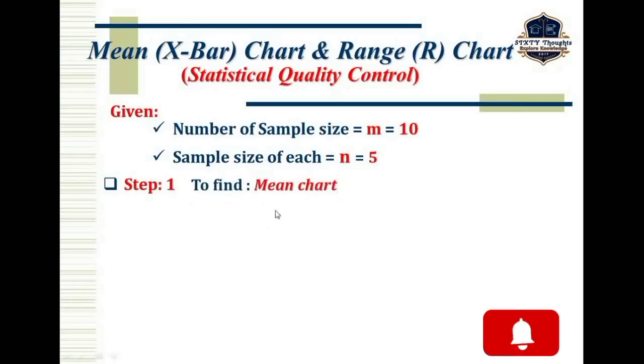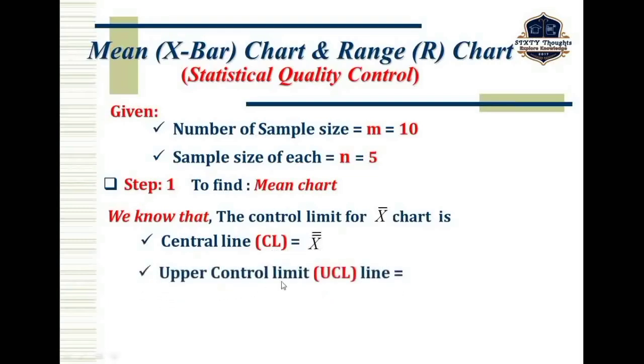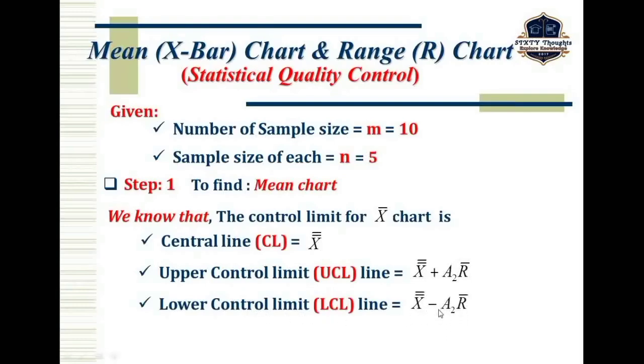So first we write the mean chart formula, right? We know that the control limits for the X bar chart are: first we find the central line, denoted by X double bar; second, the upper control limit line, that is nothing but X double bar plus A2 into R bar; and third, the lower control limit line, which is X double bar minus A2 into R bar. So you consider this as equation number 1.